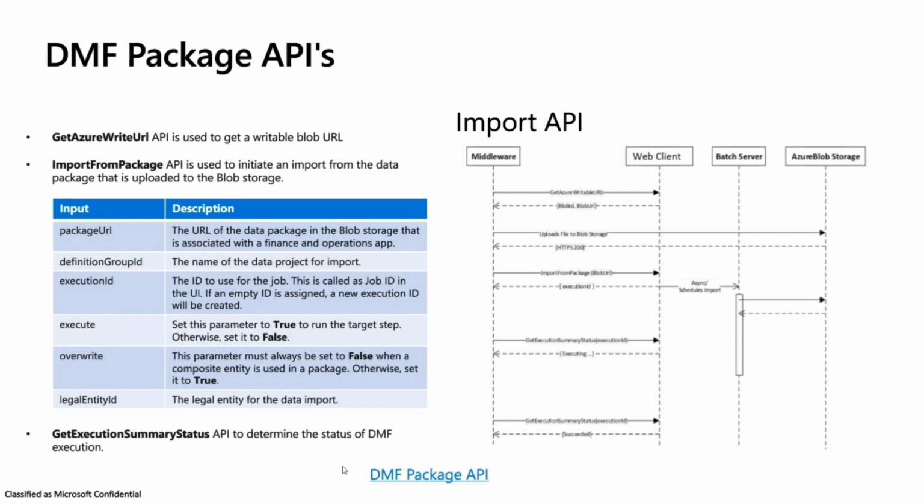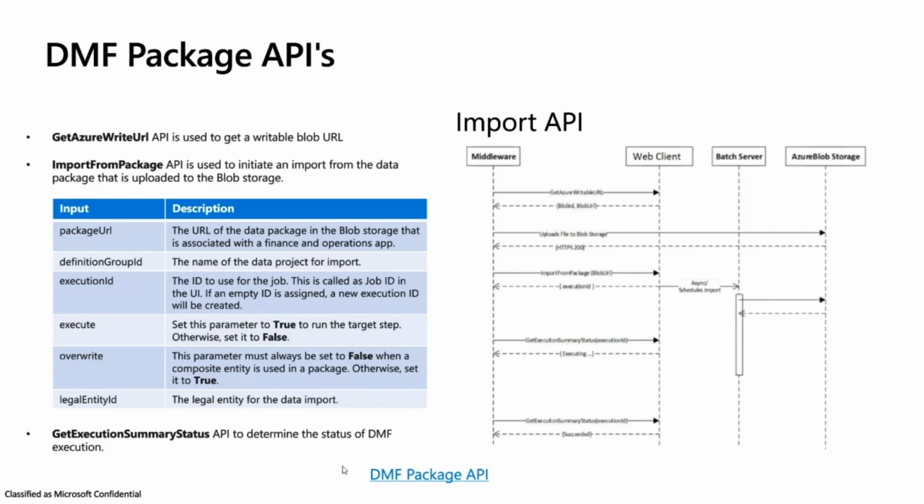Now there are some key input parameters for using the import from package API. The major one is package URL, so the blob URL you got in the previous step. The definition group ID is the data project which you have created within finance and operations. I'll demo it later. Execution ID is optional, which means you can set it yourself. If not, it will be created automatically by the system.